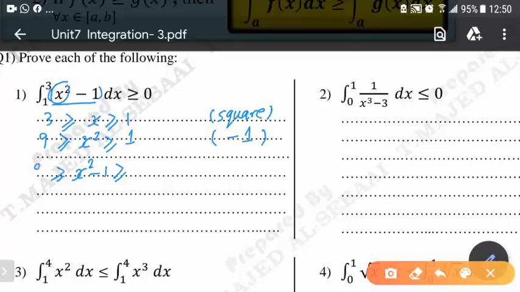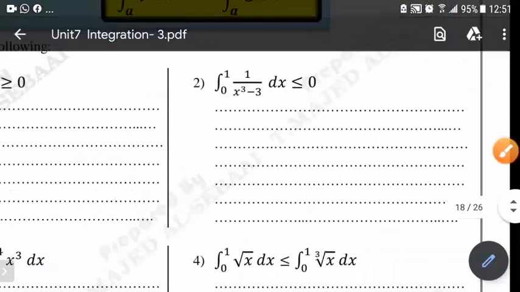So x squared minus 1 will be in the middle. 9 minus 1 is 8. 1 minus 1 is 0. So as you can see, the function is more than or equal to 0. Therefore, the integration from 1 to 3 of the function x squared minus 1 dx is more than or equal to 0, as requested. Proved. So we proved what's wanted.